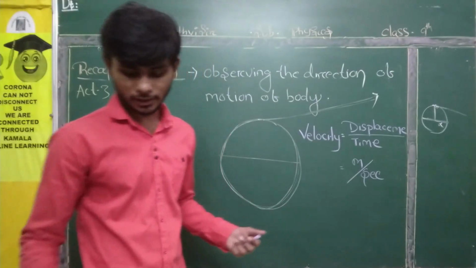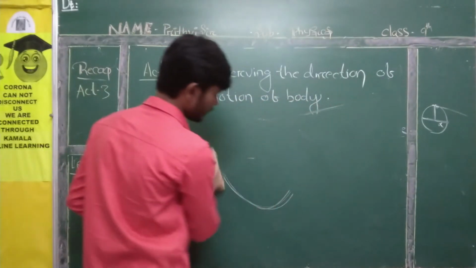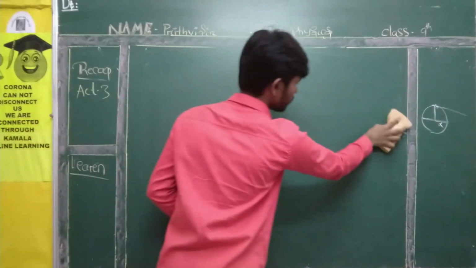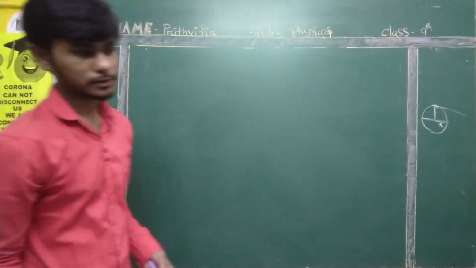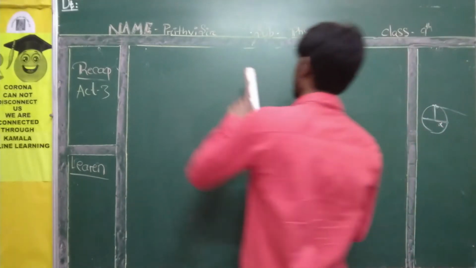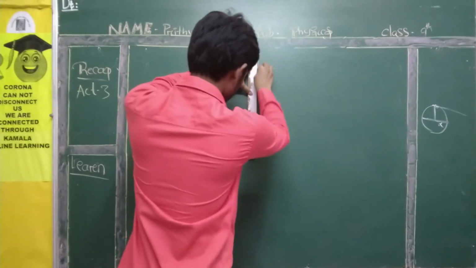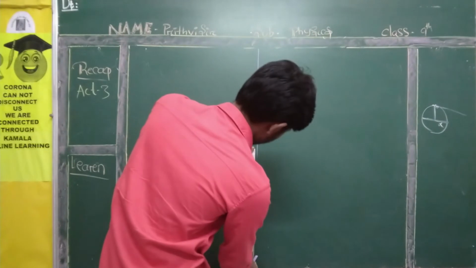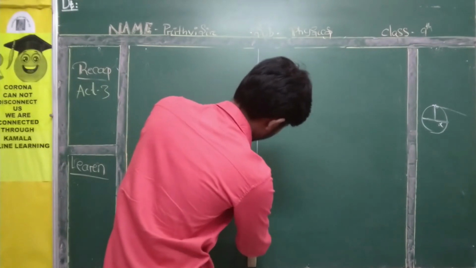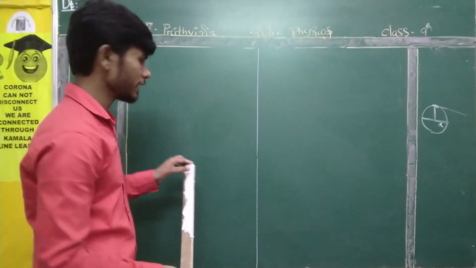In our next topic we will learn what is uniform and non-uniform motion. To teach that, let me draw two graphs. I'll make space for two graphs over here. We have made two spaces. Now this side I'll draw one graph and that side another one. Okay?